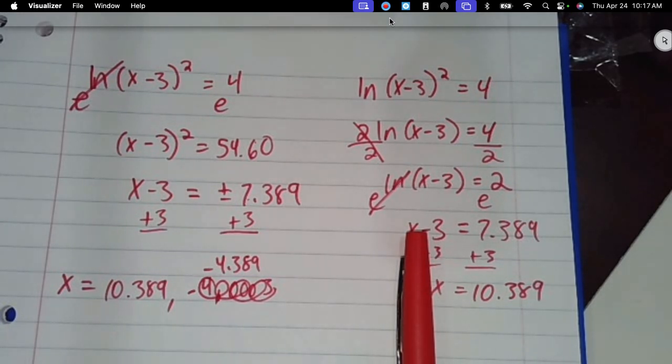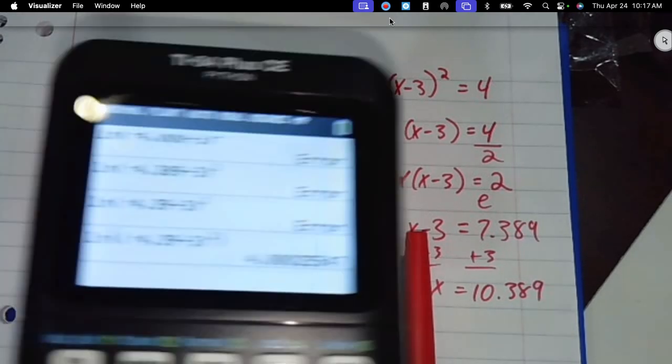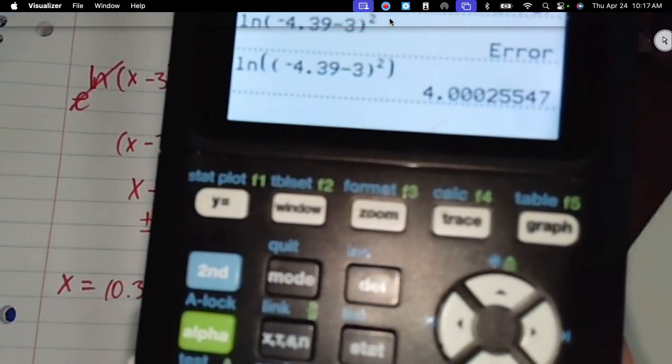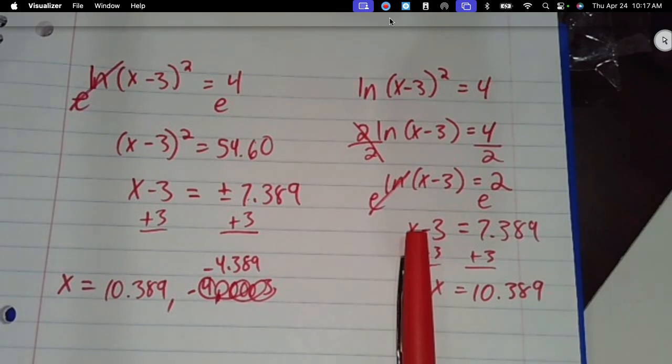I did the first one right. I'm just typing something in wrong. I got it. It's 4. Finally. Okay, so it works. Anyway, finally got that one.